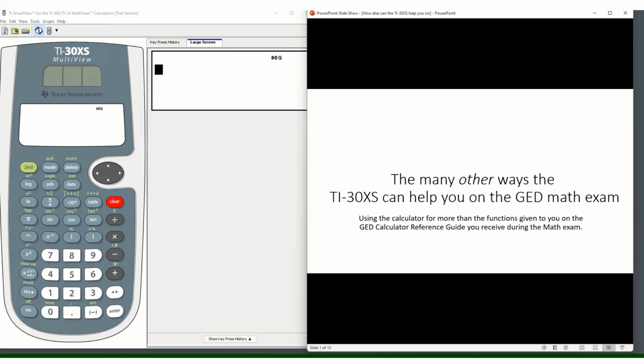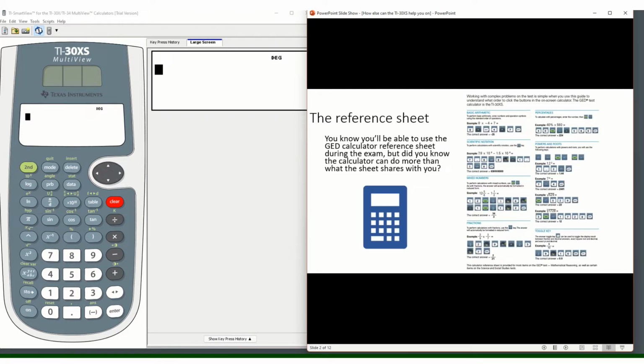As you know, you will be able to use the TI-30XS on the GED math exam. You also might know that you are going to receive a reference sheet to remind you of some of the things that the calculator can do for you. Things like basic arithmetic, scientific notation, mixed numbers, fractions, percentages, powers and roots, and how to toggle from fractions to decimals. But there are also other things that the calculator can help you do.